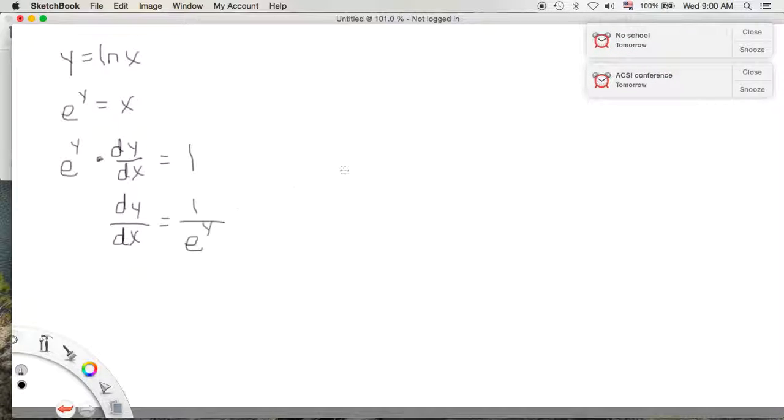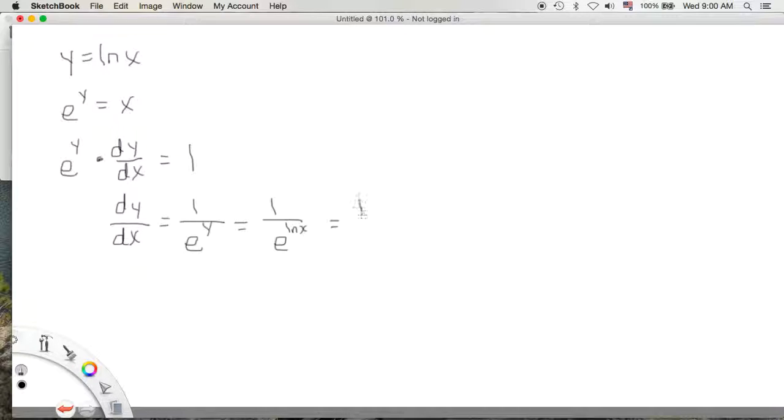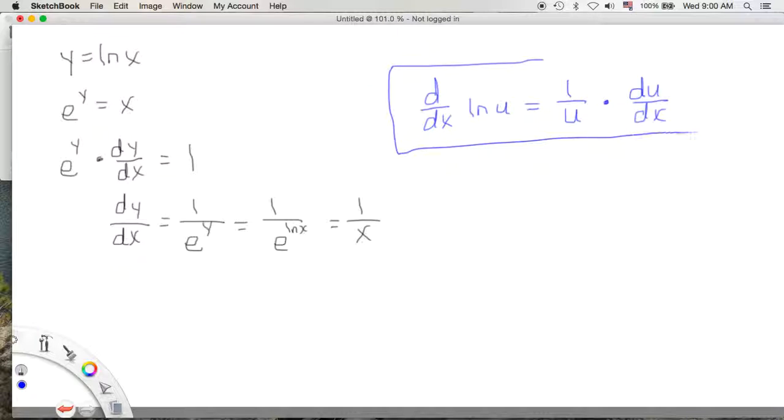Well, what's y? Y is the natural log of x. So we have 1 over e to the natural log of x, and you know from all your exponential and log properties that it's just 1 over x. So the derivative of the natural log of x is 1 over whatever you're taking the natural log of. Of course, again, if we have something more general where we have to use our chain rule, we just do that. 1 over whatever you're taking the natural log of times the derivative of that stuff. So here's your other one.